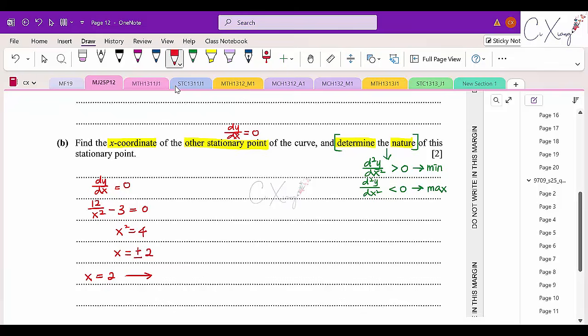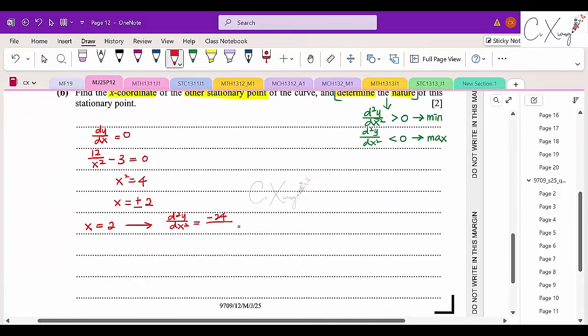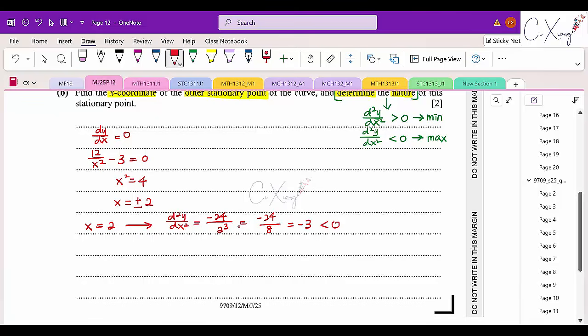So let's try this out in our solution. I have the other stationary point with x = 2. What is the value of d²y/dx² if I substitute x = 2 into this equation? d²y/dx² is -24 over x to the power of 3. So I need to divide by x³, which is 2³, and 2³ gives you 8. If you simplify, you have -3, which is smaller than 0. It is a negative value.